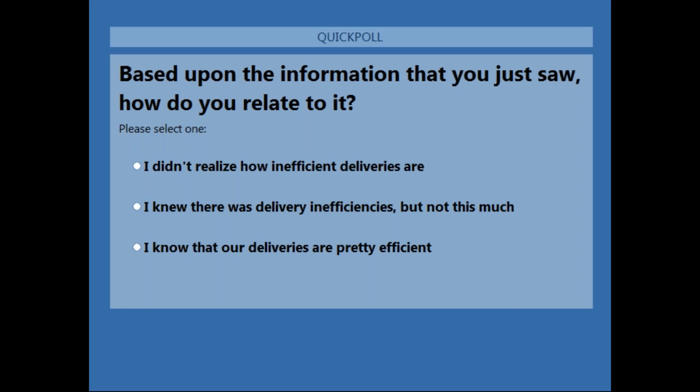Okay, and I'm just looking at the numbers and holding true to your first poll. Most of the people are in the middle one. I knew there were delivery inefficiencies. Allie, I can't read till the end of it. If you can just tell me what the full middle one is. Sure. The middle one is: I knew there were delivery inefficiencies, but I didn't realize how much.